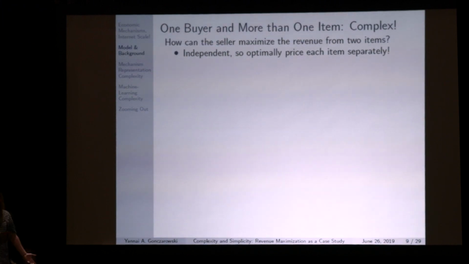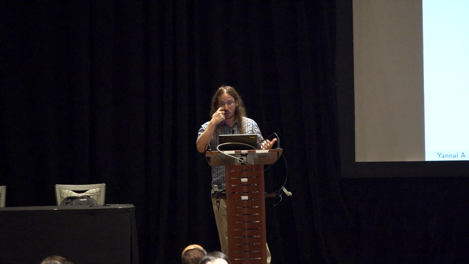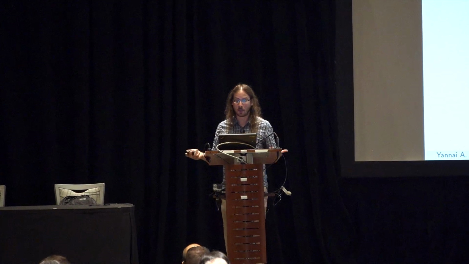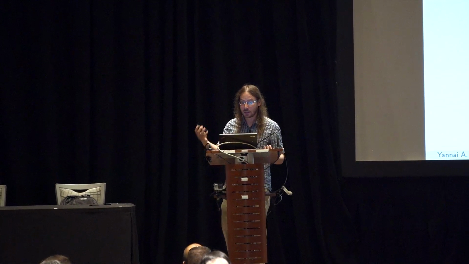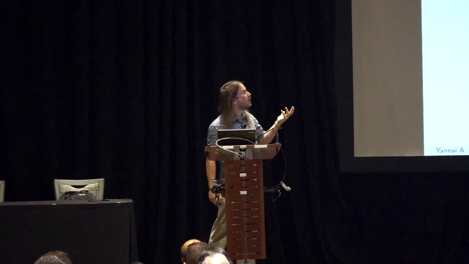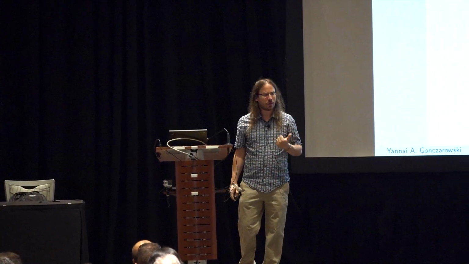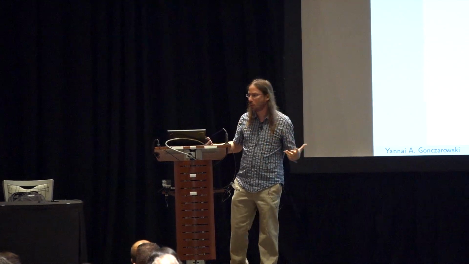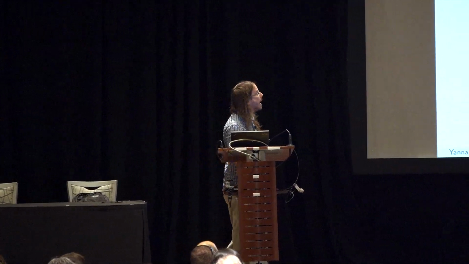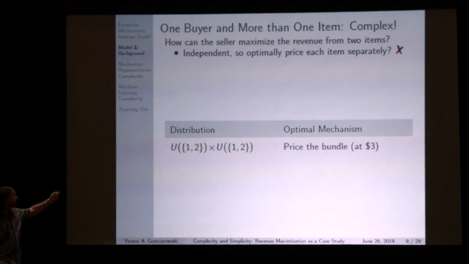What happens beyond one item? So say that we have two items, and we're going to ask how can the seller maximize revenue from selling these two items. So it's very tempting to say, well, the distributions are independent, the valuation is additive, so everything should decompose, and we should optimally price each item separately, as Myerson tells us to do. This turns out not to be the case for very, very simple distributions. I'm not going to do this exercise now. It turns out that the optimal mechanism may be different.